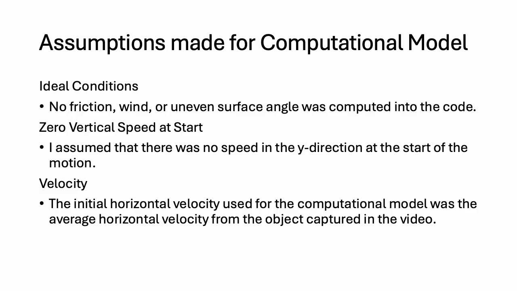In order to make the computational model, some assumptions had to be made. One assumption was that there's no friction, wind, or an uneven surface angle that was computed into the code. I assumed that there was no speed in the y direction at the start of the motion, and the initial horizontal velocity used for the computational model was the average horizontal velocity of the object captured in the video.